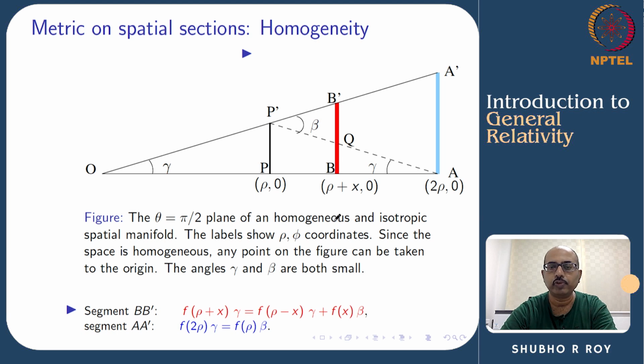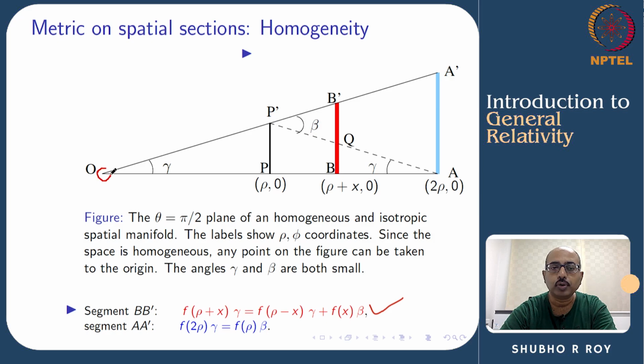So BB prime we have evaluated in 2 ways, and we get this equation as a result. And we can perform a similar exercise for the segment A prime, this blue segment A prime. Now this can be evaluated again in 2 ways.